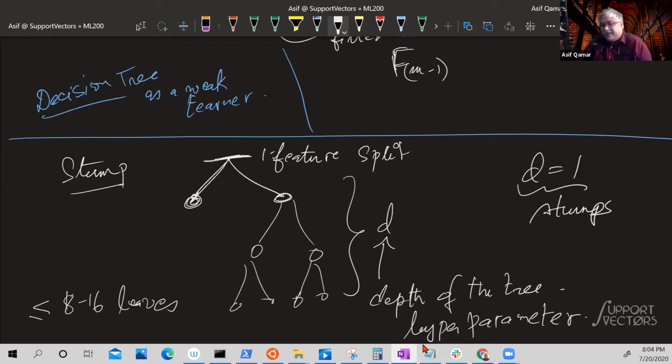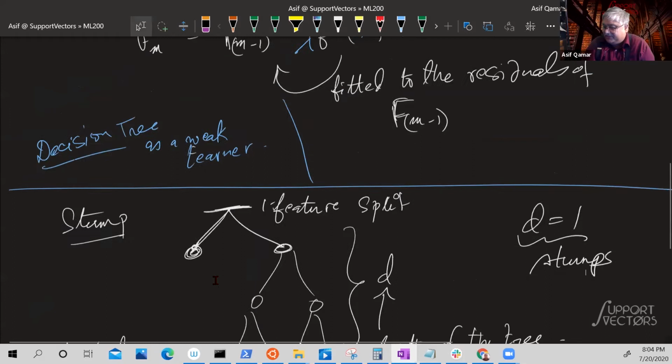This particular algorithm that I taught you is called gradient boosting. Why is it called gradient? There's a reason for it, but there's a mathematical reason which we would do in engine math.